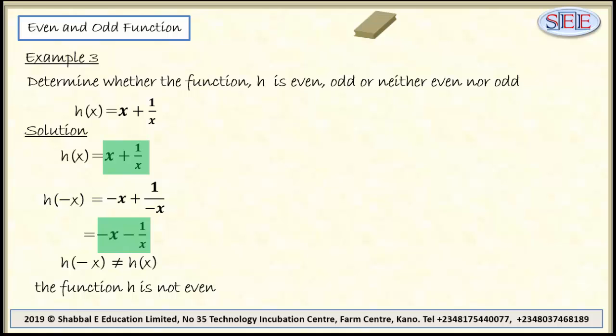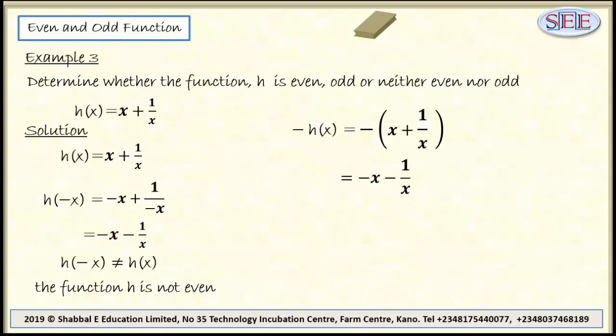So let us move ahead and test whether the function is odd. To test whether the function is odd is to find minus h of x. Minus h of x simply refers to minus 1 multiplied by the function h of x. So I'll now have minus into x plus 1 over x. And opening this bracket by taking this minus into the bracket, I will now have minus x minus 1 over x. And this is minus h of x.